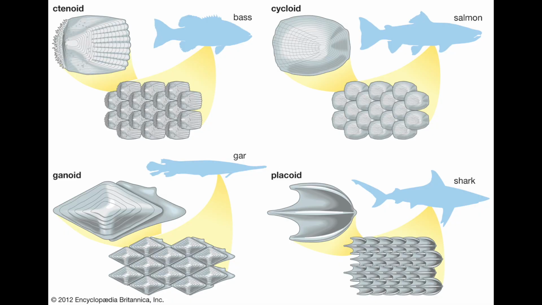There are 4 different types of scales that fish can have. Most fish have either ctenoid or cycloid scales. Some primitive fish, like garfish, have heavy plates of armor scales called ganoid scales. And sharks and their friends have trident-shaped placoid scales. The perch has ctenoid scales.